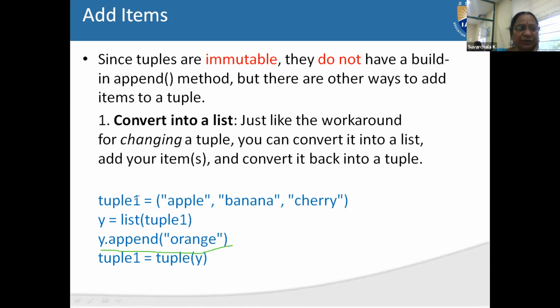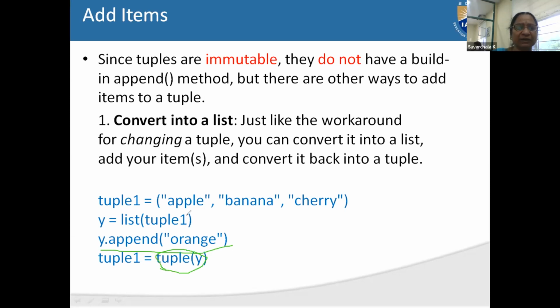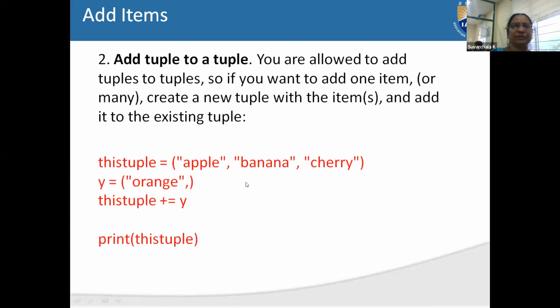Then again, what I am doing? I am converting my y list again into a tuple by using this conversion. So this is converting a list into a tuple. This is converting a tuple into a list. Like that, whenever you would like to add or modify elements, directly it is not possible. Direct methods are not available. Then we can move to the process of converting to a list, doing the process, and converting back. Right? So we can add to the tuples.